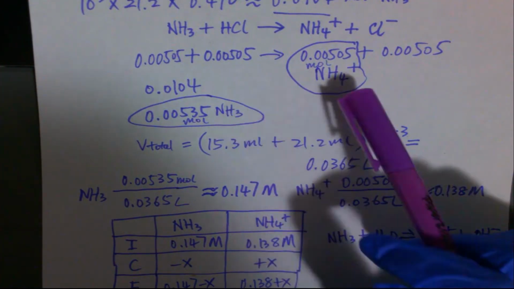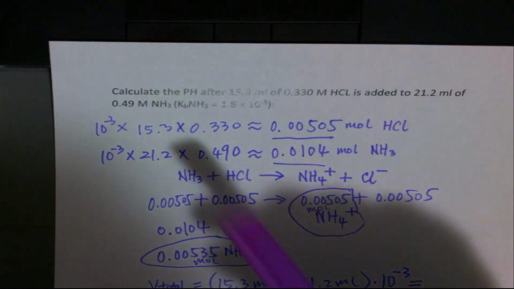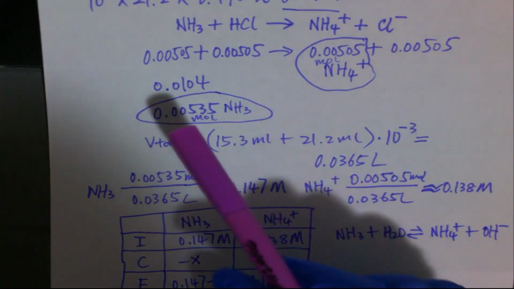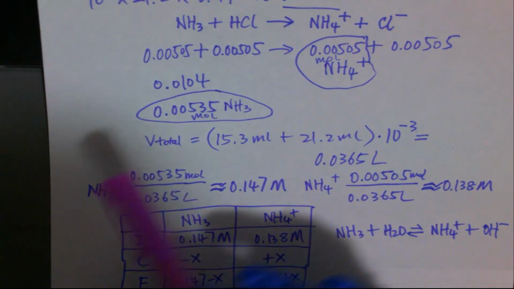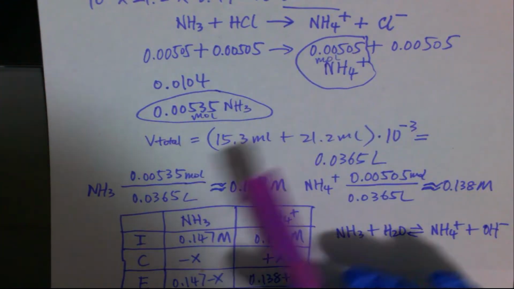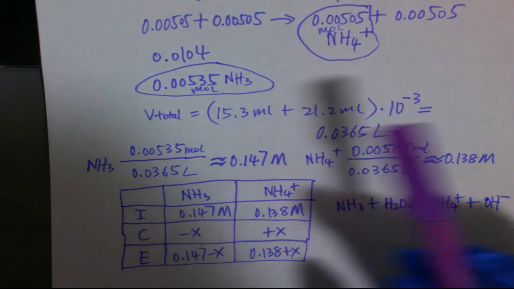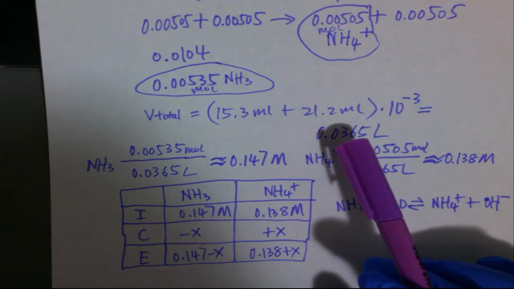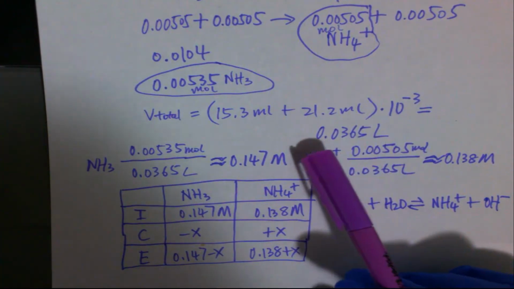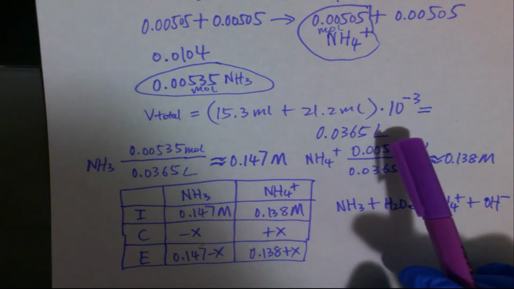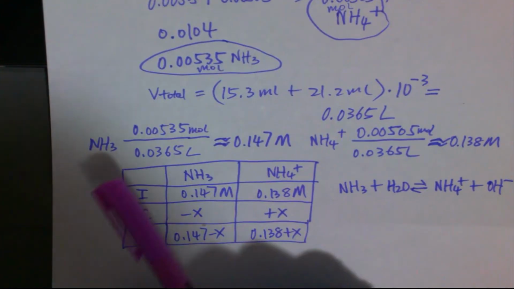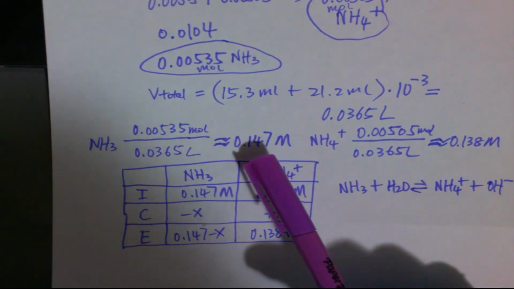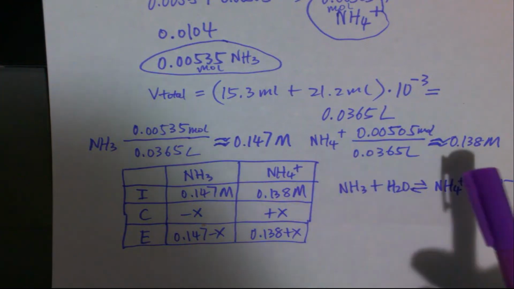These two species are going to control the final pH. Our goal is to get the final pH. So second step, we need the molarity for each species, because we just finished the stoichiometric chemistry and we're going into the ICE table. We need to know the total volume in order to calculate the molarity for each. The total volume is 0.0365 liter. Then we calculate the ammonia molarity and its conjugate acid molarity, and we put them in the ICE table.